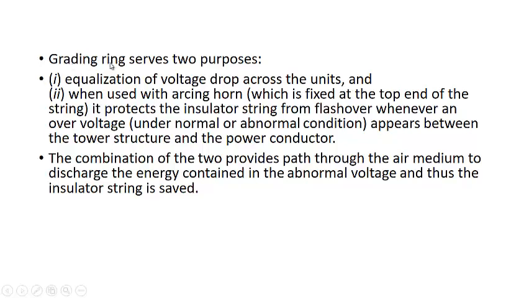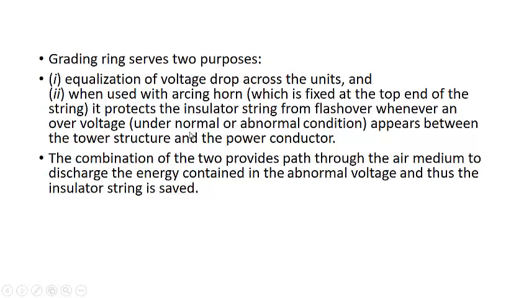So practically the guard ring serves two purposes: not exactly equalizing the voltage drop across the units, but improving the voltage distribution. When used with the arcing horn, which is fixed at the top of the string, it protects the insulator string from flashover when an overvoltage, under normal or abnormal condition, appears between the tower structure and the power conductor. So we are using the arcing horn to safeguard this insulator string.